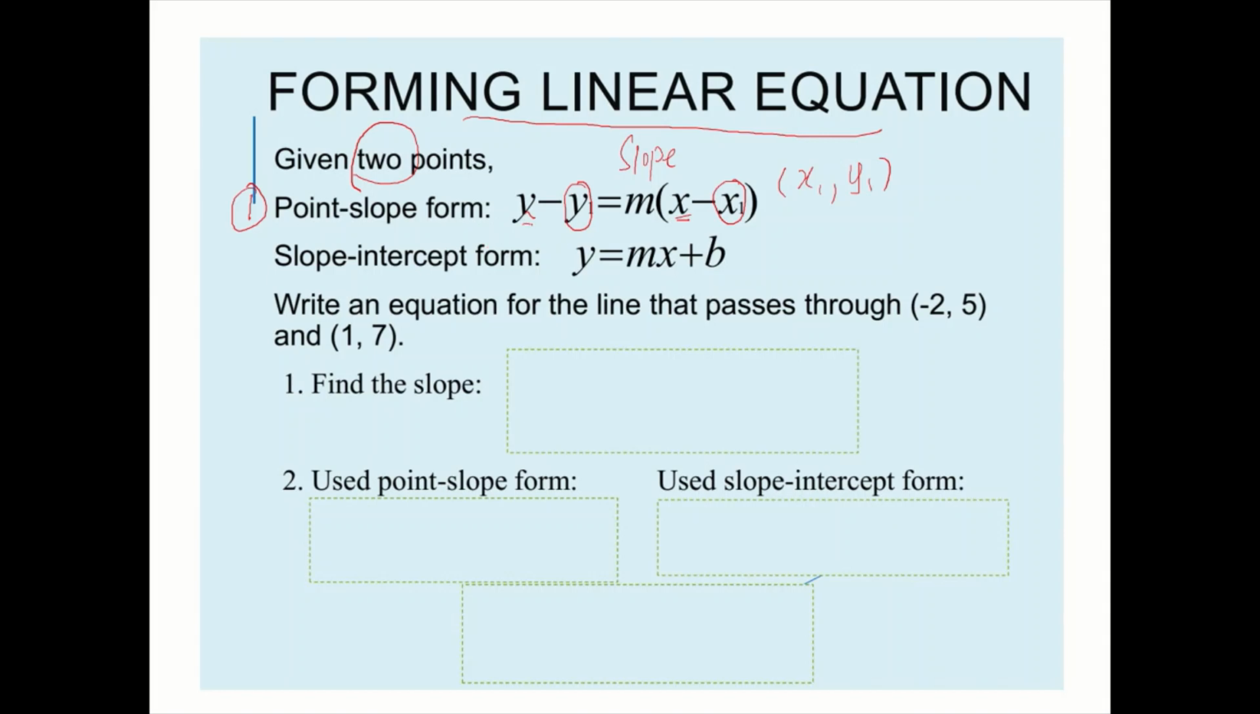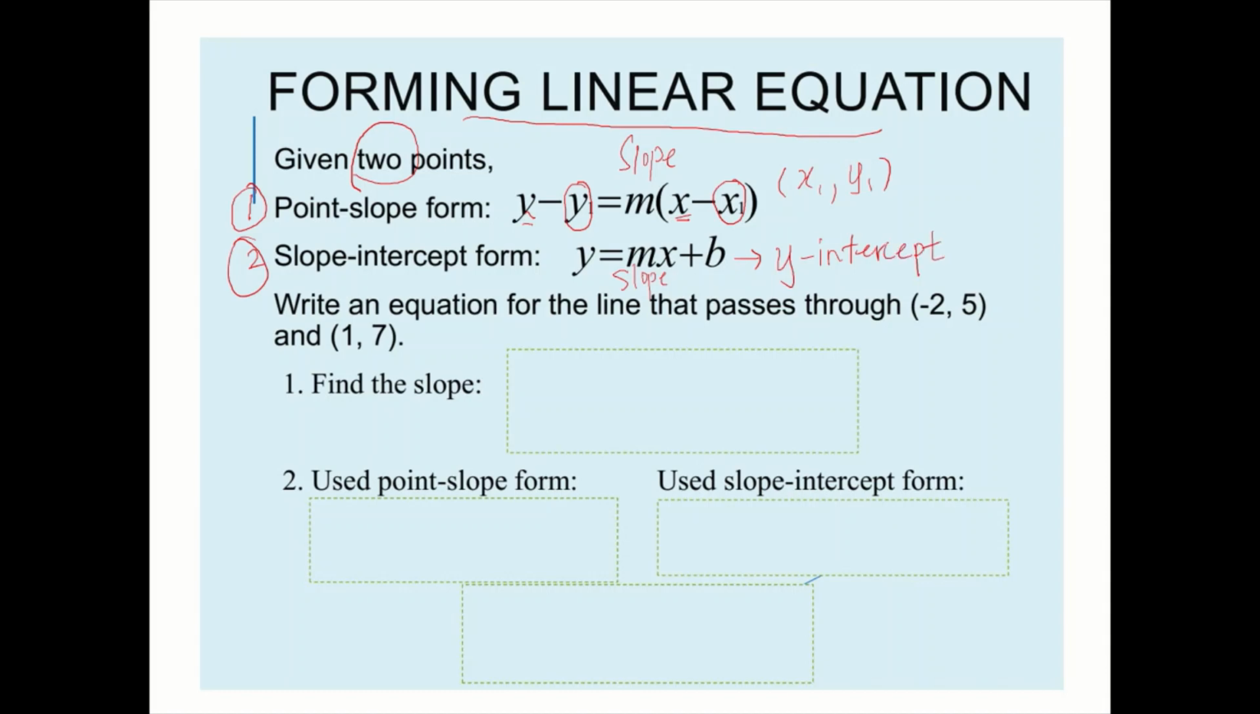Now, the second form of linear equation is written as slope-intercept form. y equals mx plus b. I think we are familiar with this form. The m is the slope. And what about the b? The b refers to the y-intercept.